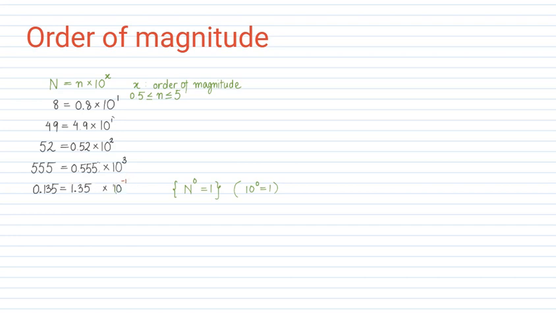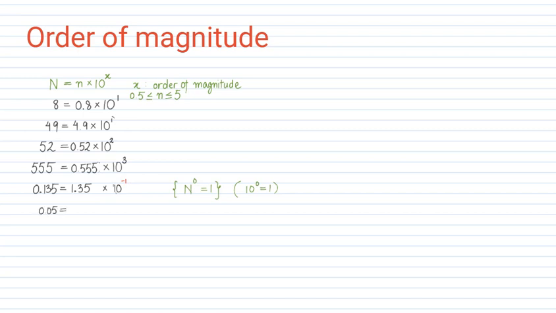Okay, so now look, is 1.35, this term, greater than 0.5? Yes, so this part of the condition is satisfied. Now look, is 1.35 less than 5? Yes, so the second part of the condition is also satisfied. So my n value is how much? 1.35. And what is the order of magnitude in this case? 10 to the power -1. Right? Okay, so let's take the last example for today.